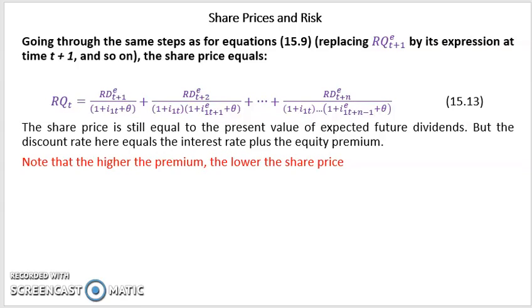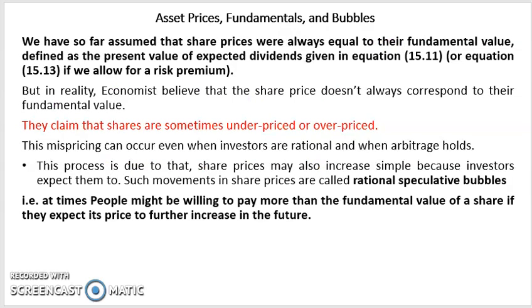So going through the same steps as for equation 15.9 and replacing the expected future price by its expression at time t plus one and so on, the share price will be equal to a factor that now includes in its discount factor the interest rate and also the risk premium. And lastly, economists believe that share prices don't always correspond with their present discounted value, which is also called the fundamental value. So they believe that at times people might be willing to pay more than the fundamental value of a share if they expect the price to further increase in the future.